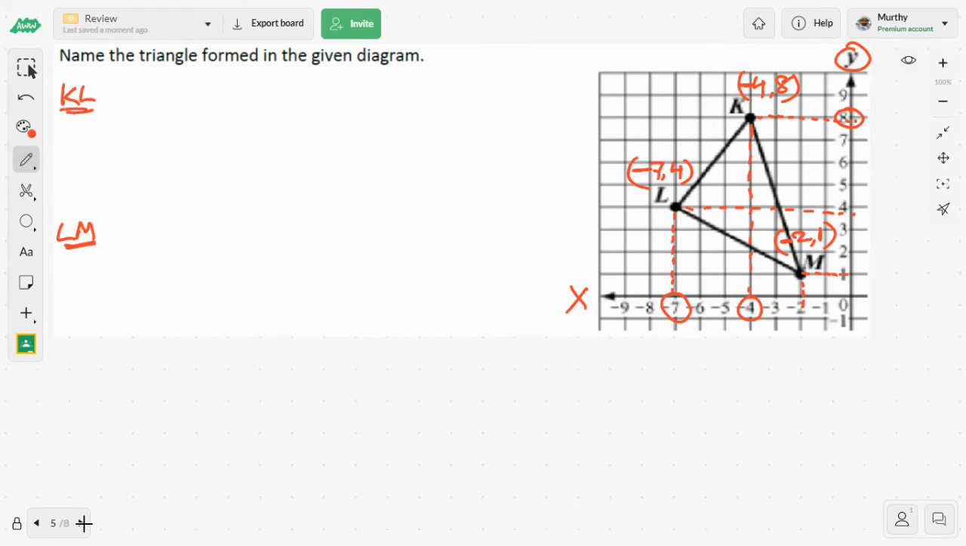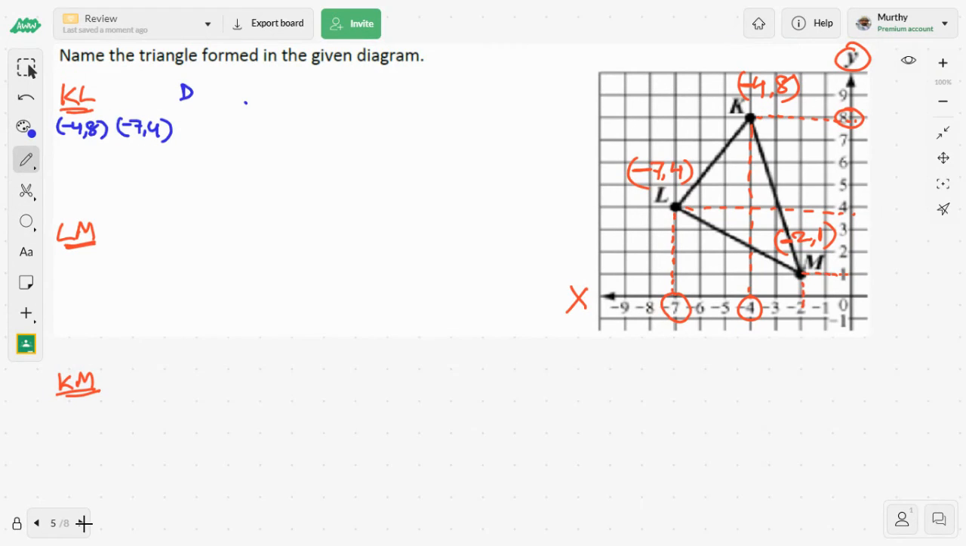Now let's say KL, then LM, next KM. So all these three lengths we have to find. As I told you before, every time I would like to write the distance formula. One moment. So let me write the points: point K is -4 comma 8, and point L is -7 comma 4.